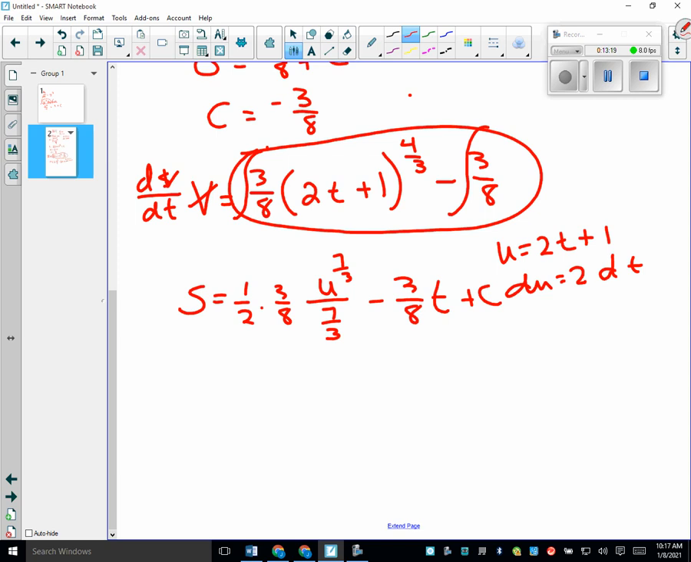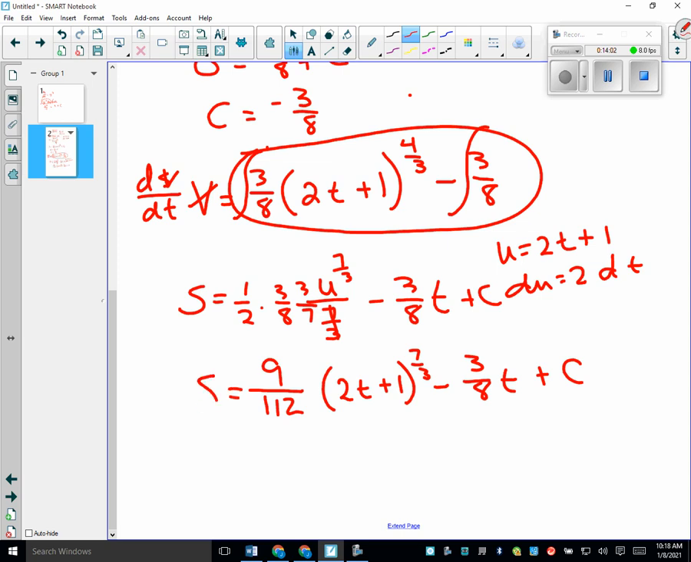Now, isn't this 9/112? Right? Yes. Well, this flips over as a 3/7, doesn't it? So I have 9 on top and 112 on bottom of 2t plus 1 to the 7/3 minus 3/8 t plus C. Yes? No?